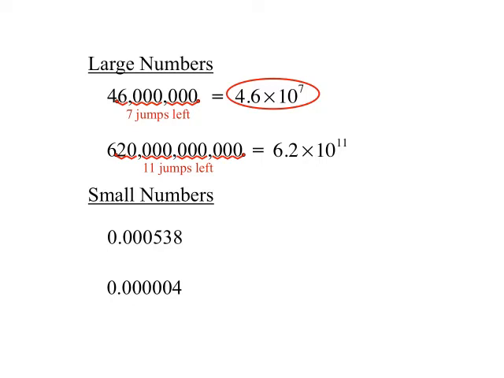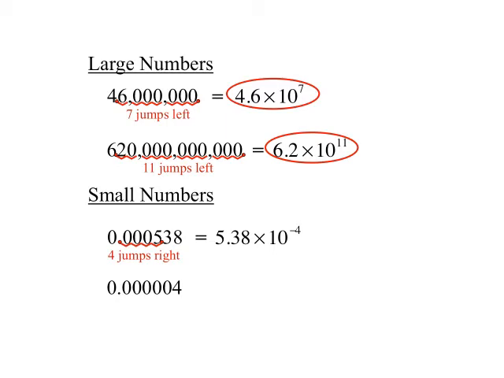Start with your decimal. This time does it go between the 3 and the 8 or the 5 and the 3 to become a number between 1 and 10? That's right. It goes between the 5 and the 3. So I'm going to move it once, twice, 3 times, 4 times. And it's 5 and 38 hundredths times 10 to the negative 4th power. All right, now you try the next one.